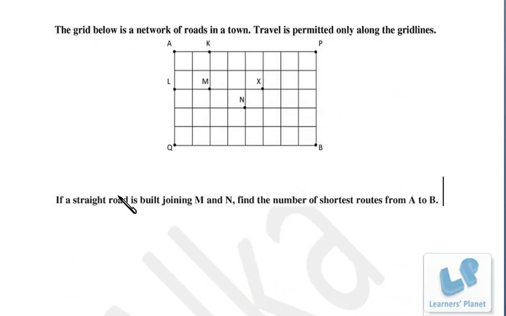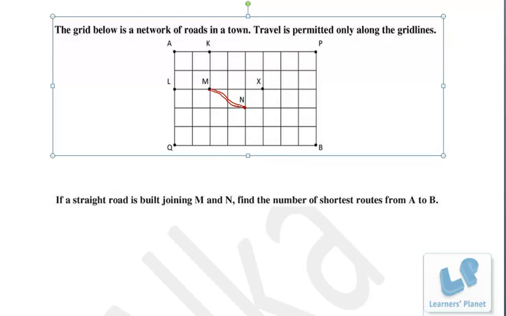Now see this. If a straight road is built joining M and N, then find the number of shortest routes from A to B. The grid is shown over here from A to B, and there is a straight road that is joining M to N.